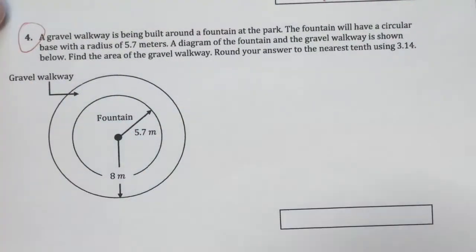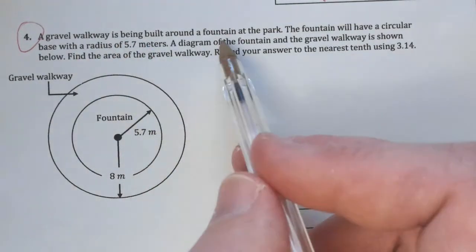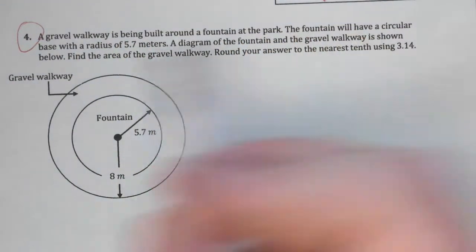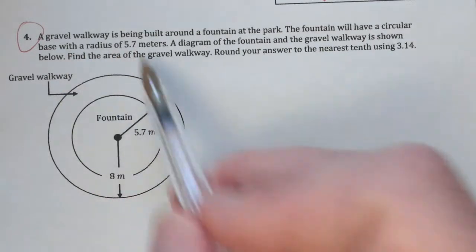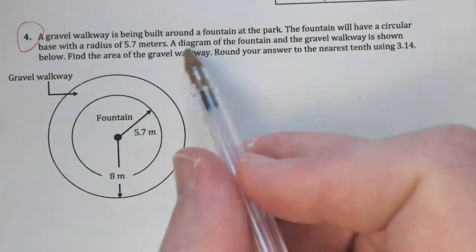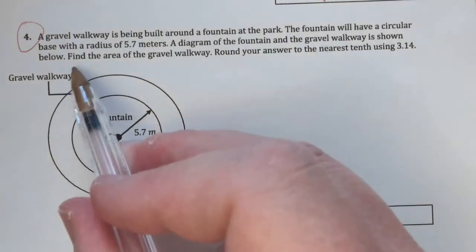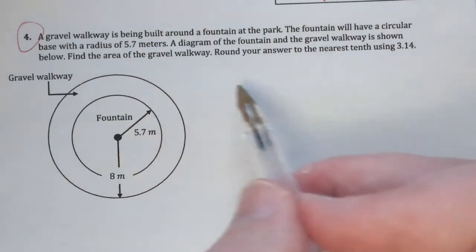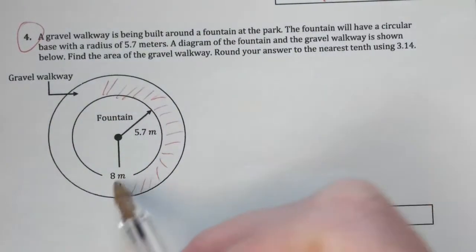Okay, this one. Notice that it's a circle, so it's very important. Okay, a gravel walkway is being built around a fountain. The fountain will be a circular base with a radius of 5.7, and the diagram of the fountain and the gravel walkway is shown below. Find the area of the gravel walkway. So basically, they're looking for this because we're going around the fountain. So we want to find this.